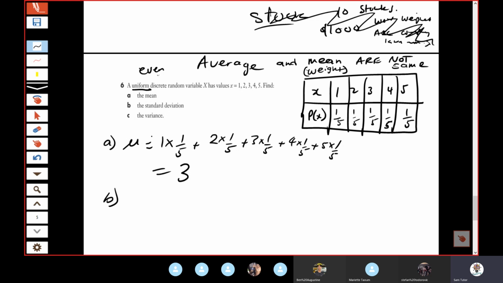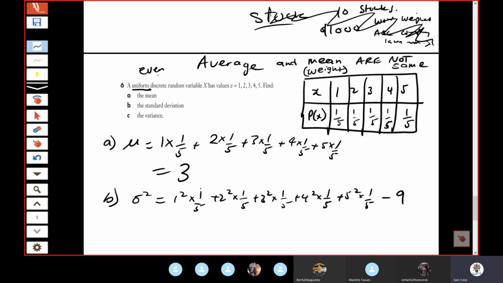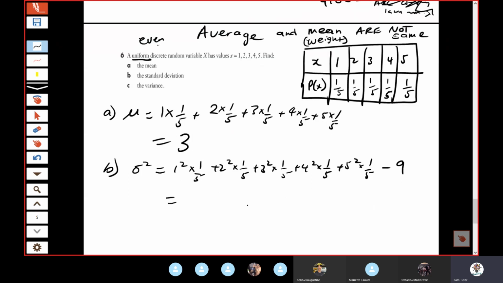B, standard deviation. We don't do standard deviation first, we'll do variance first. It's just a better way of approaching it. So your variance is 1 squared times 1/5 plus 2 squared times 1/5 plus 3 squared times 1/5 plus 4 squared times 1/5 plus 5 squared times 1/5 minus mu squared, minus 9. Plug it into your calculator, you'll get an answer. Square root your variance, and you'll get your standard deviation.